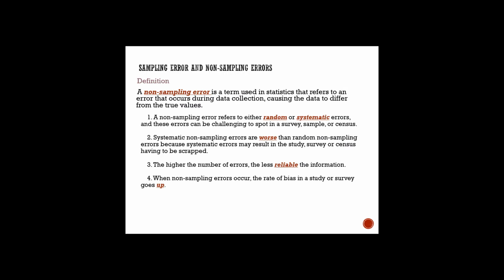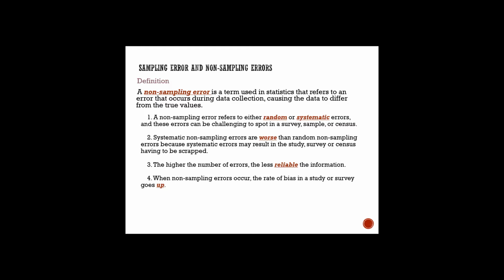So what do we mean by non-sampling errors then? This is a term used in statistics, and it talks about errors that occur during data collection that cause the data to differ from the true values. Now, these errors generally are avoidable. They might be random, they might also be systematic errors, and they can be challenging to spot if you're doing a survey or a sample, or even if you're taking a census. Systematic non-sampling errors are actually worse than random non-sampling errors because these can result in the survey or the census having to be scrapped and you can't use it anymore.